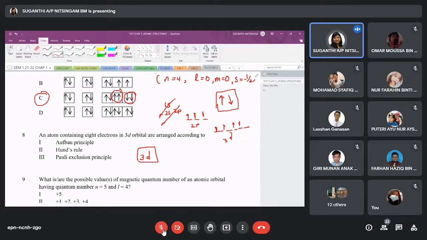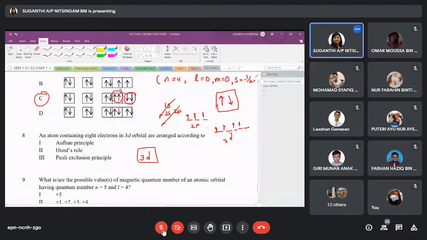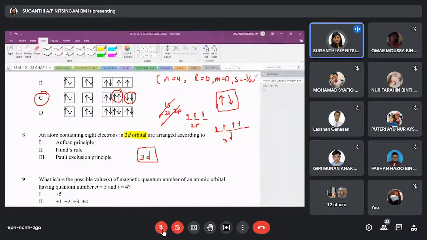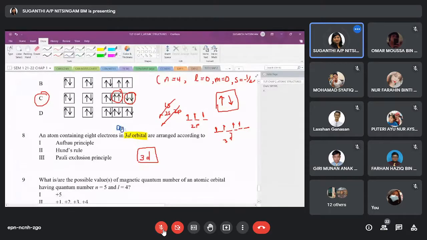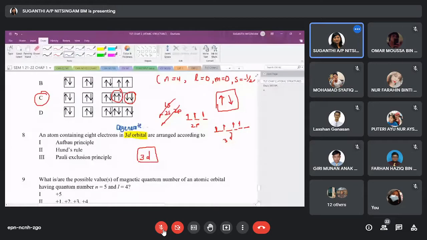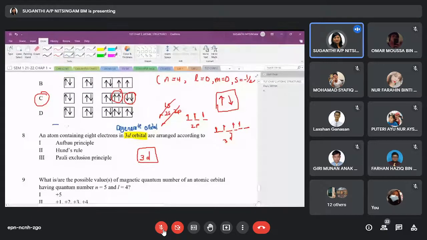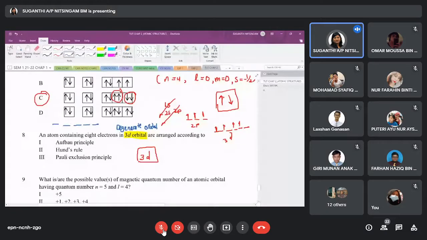When you look at 3D, what is 3D? What type of orbital is a 3D orbital? Degenerate orbital. It means in the 3D orbital there are orbitals with the same energy. This is the 3D orbital. It says an atom containing 8 electrons in 3D. So when I want to arrange the electrons in 3D, whose principle must I follow?